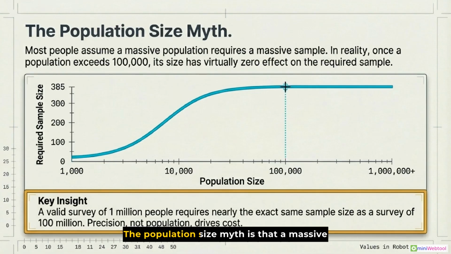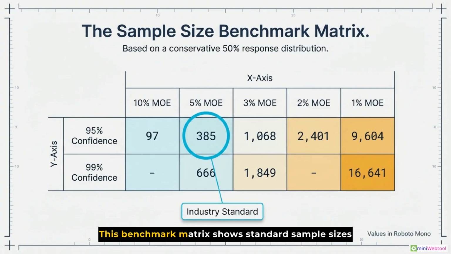The population size myth is that a massive population requires a massive sample. In reality, once a population exceeds 100,000, its size has virtually no effect on the required sample. Precision, not population, drives cost. This benchmark matrix shows standard sample sizes based on a conservative 50% response distribution. The industry standard, 95% confidence and 5% margin of error, requires 385 observations.